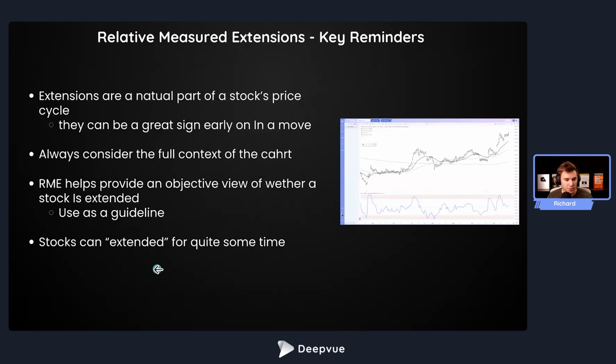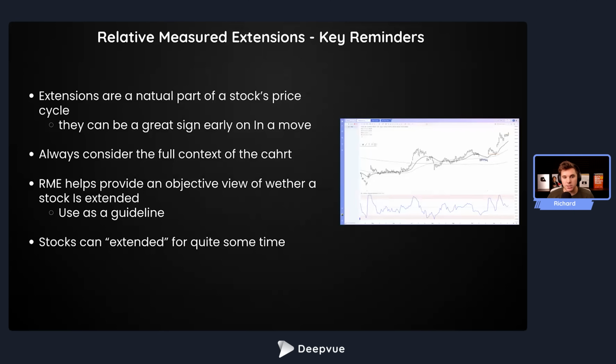And I also want to remind you that stocks can stay extended for quite some time. Just because this indicator says it's extended, the stock might get even more extended, as we see in parabolic runs all the time. All that's telling you is that the odds of a pullback are increasing when RME says a stock is extended. So always, again, consider the full context of the chart and be ready for anything, because anything can happen in trading. So let's see if there's any questions here that I want to cover.